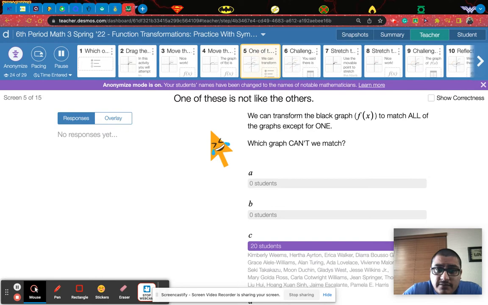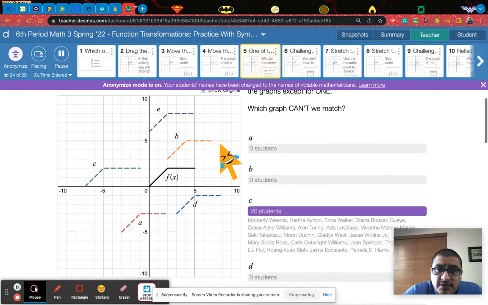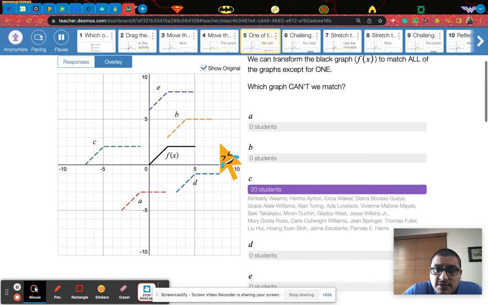Okay, number five. The question was which one of these is not like the other. Basically, when you talk about transformations like this, where you move it up and down, right and left, that's called rigid transformations. And rigid transformations basically have to match up perfectly. The shapes have to be congruent. In math terms, that's what you would say.